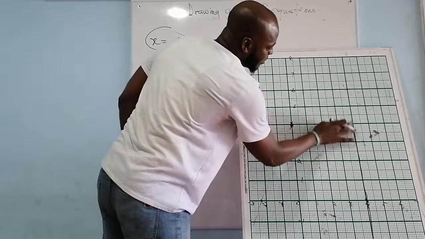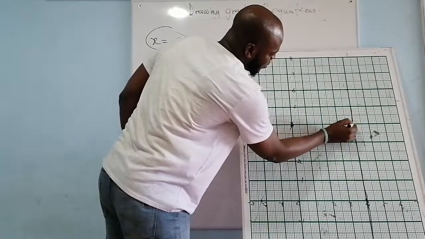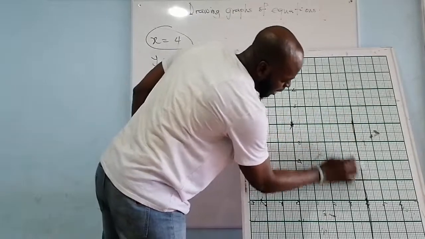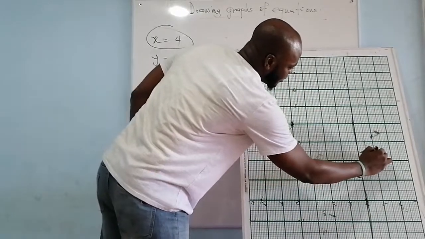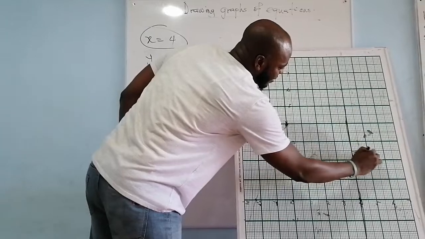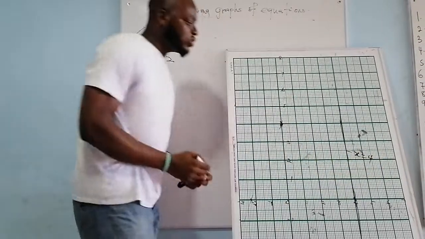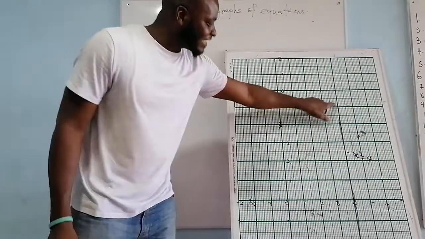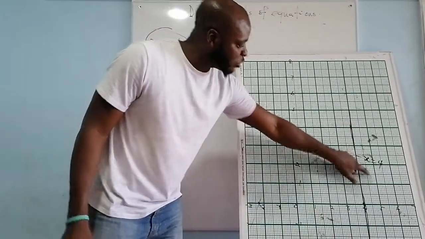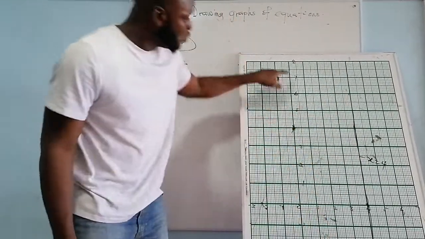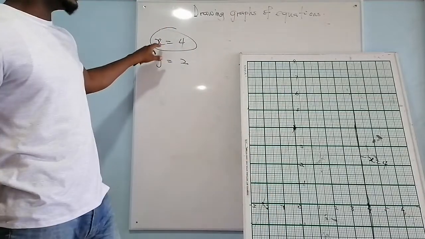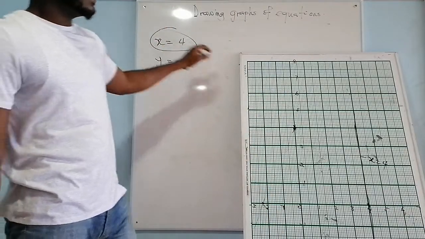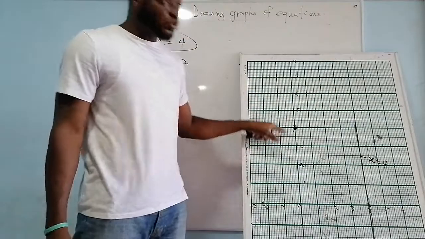So sorry, my line seems to be going off. So this is what you have. You draw a line that passes through 4. So this line is the same as x is equal to 4. Now, what do you notice? You realize that this line here, x equals 4, is parallel to your y-axis. So anytime you have an equation where x is equal to a number, that line will be parallel to your y-axis.